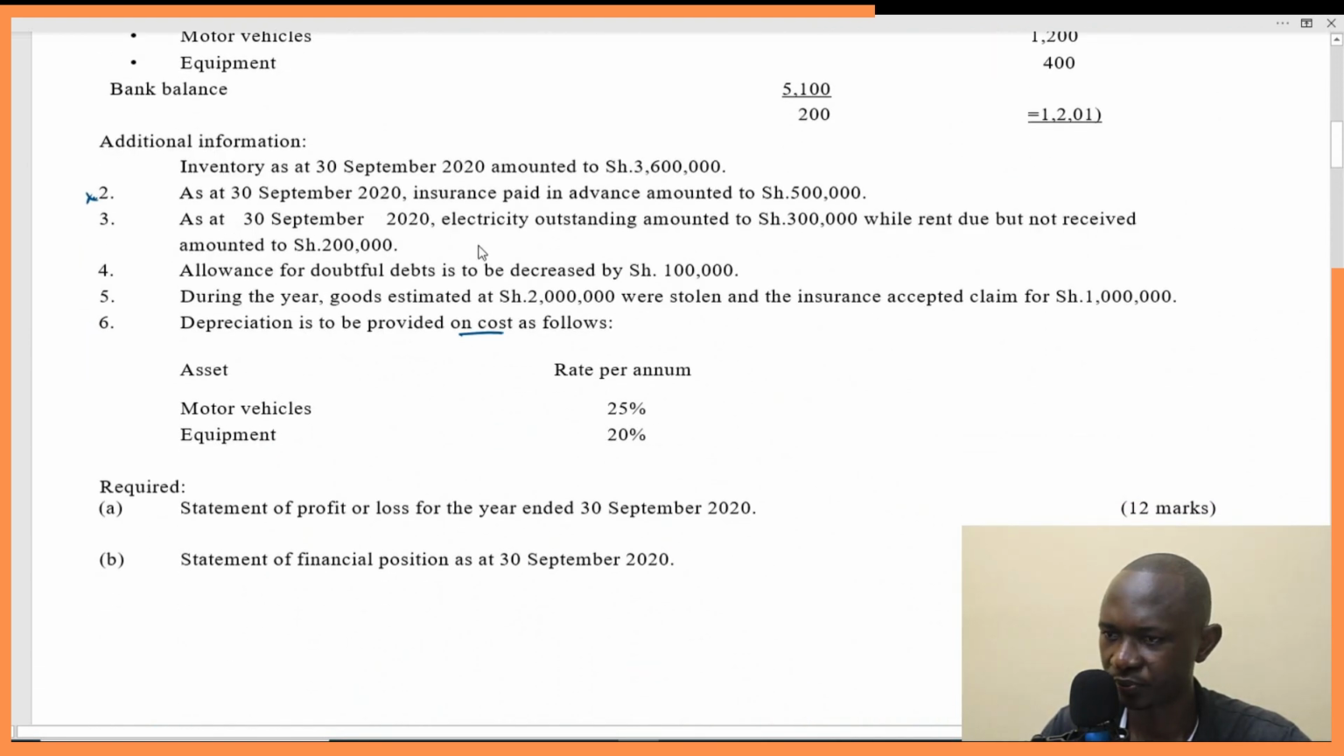Next. Electricity outstanding amounted to 300. That one is a liability.